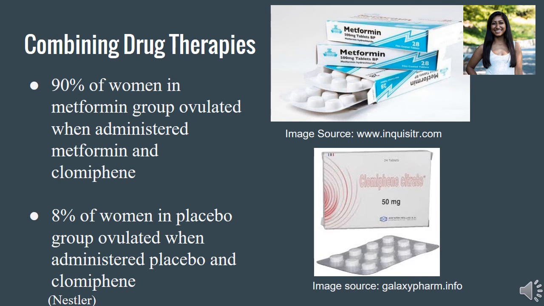Women in both the placebo and metformin groups who did not ovulate during this 5-week period were administered clomiphene at a dose of 50 milligrams daily for 5 days. At the end of this time period, 90% of women in the metformin group ovulated as opposed to 8% of women in the placebo group. These results depict the effectiveness of metformin as an insulin-sensitizing drug because the ovulation rates of the metformin group greatly increased compared to the ovulation rates of the placebo group, even with the addition of clomiphene.